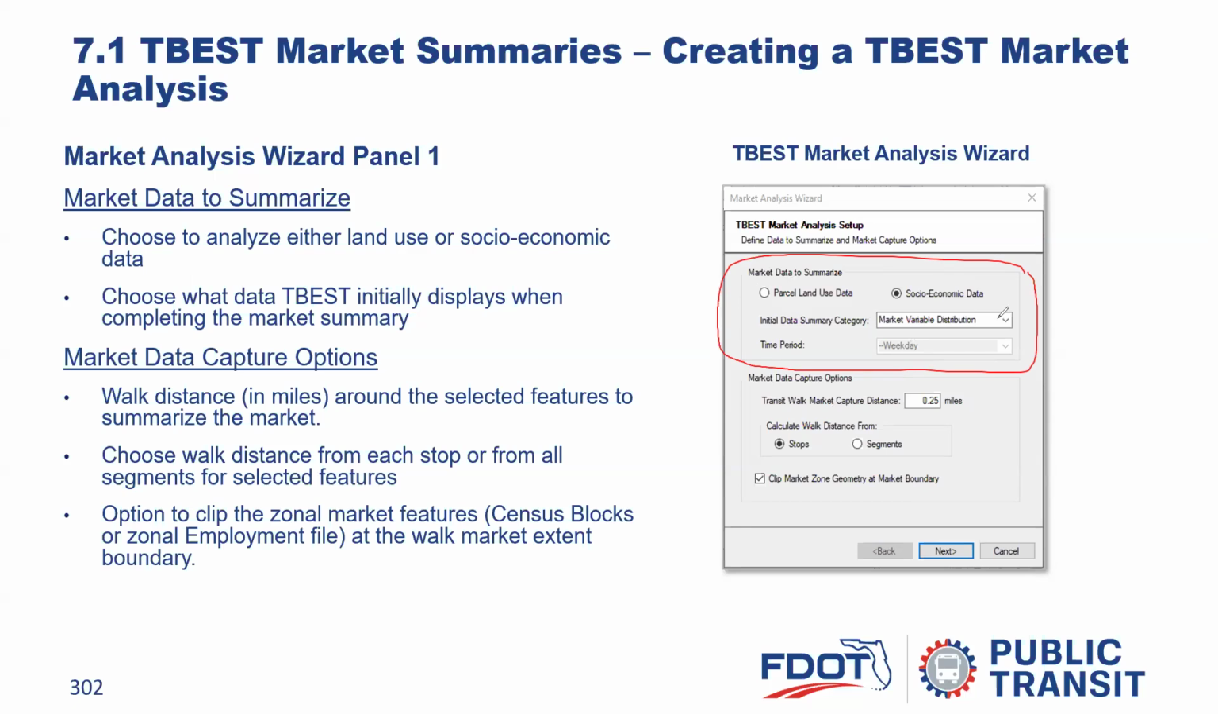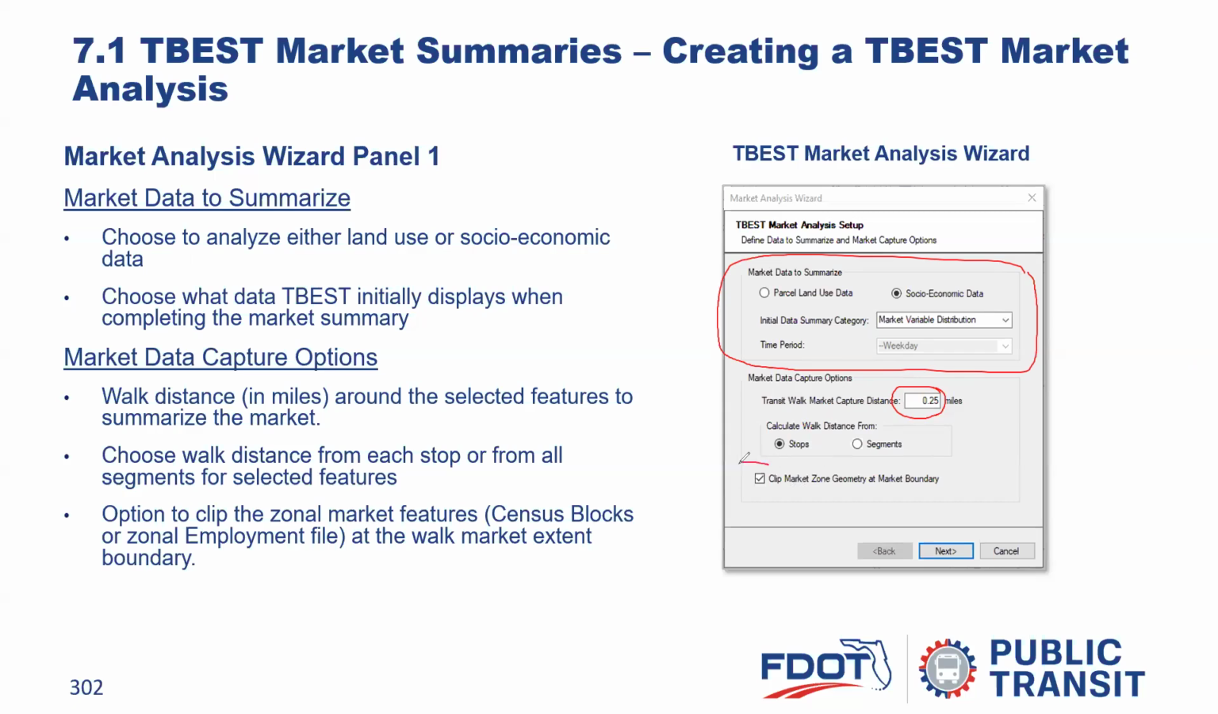It will also default to market variable distribution for SE data. You can also set the market data capture options, and this 0.25 miles goes back to our Title VI policy, but we can change it here. You can calculate walk distance from stops or segments if you are selecting at the route level.